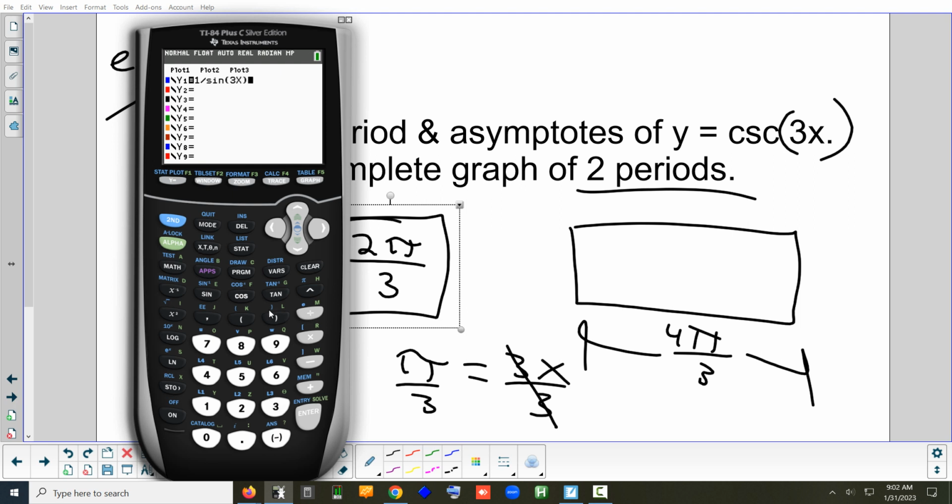Right, and we're looking at 2 cycles. Remember, a cycle for cosecant is a U shape and an N shape. So you should be seeing 2 U shapes and 2 N shapes. We may cut one in half. No, we didn't this time, but if you did, that would have been okay. So there's your first U and N shape. There's your second U and your second N. You're looking at 2 cycles right there.